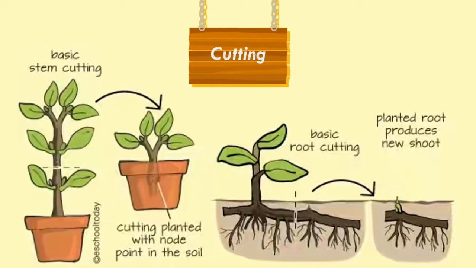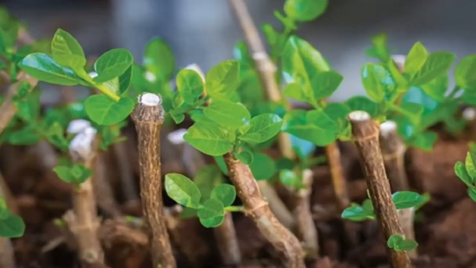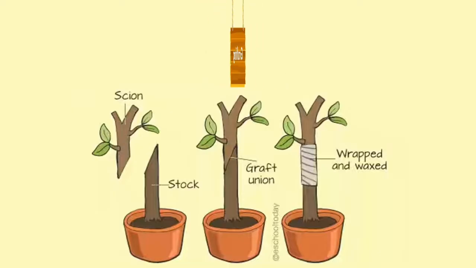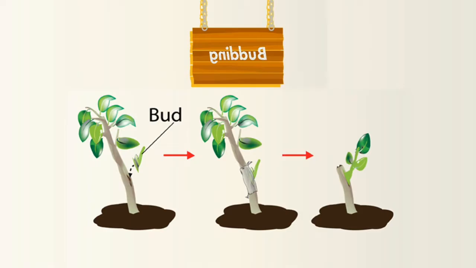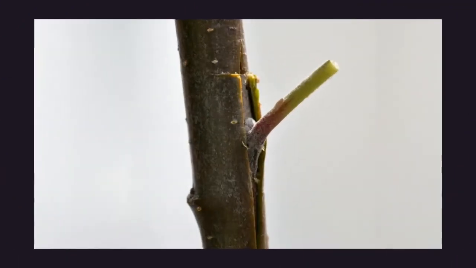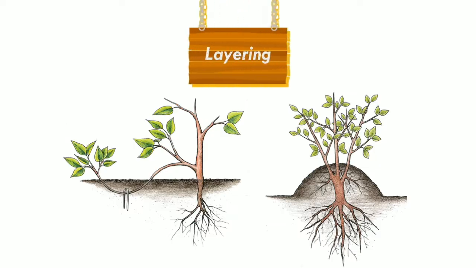Artificial vegetative reproduction. A number of vegetative methods are utilized which are usually enhancements of natural processes, including cutting, grafting, budding, layering, division, and tissue cloning.